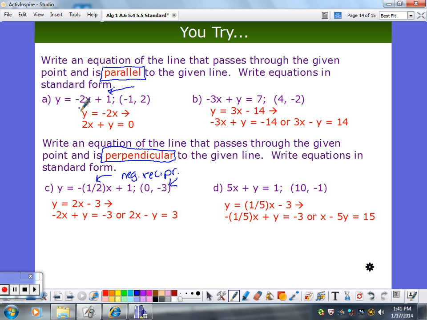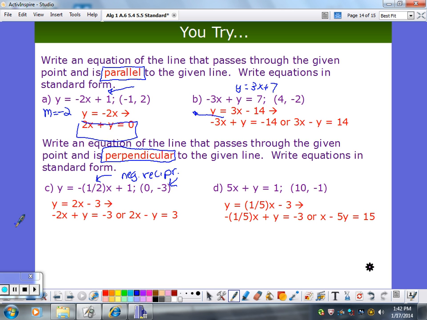So y equals negative 2x. Your slope is negative 2. You use this point slope. You should have gotten this. I added 2x to both sides: 2x plus y equals 0. This one, we had to figure out slope. So y equals 3x plus 7, so I got a slope of 3. There's my slope, there's my point slope. I got y equals 3x minus 14. Then I subtracted that over, and I got negative 3x plus y. But then I remembered the standard form doesn't have a negative at the beginning, so I multiplied through by negative 1.